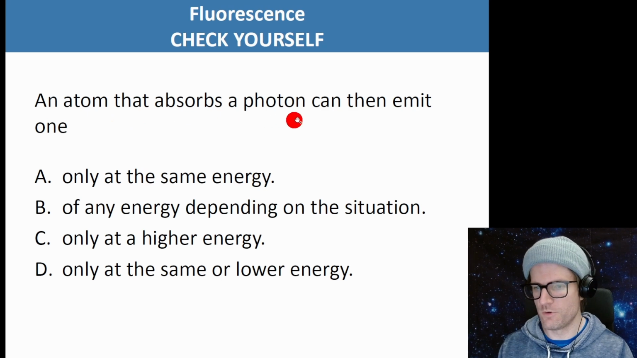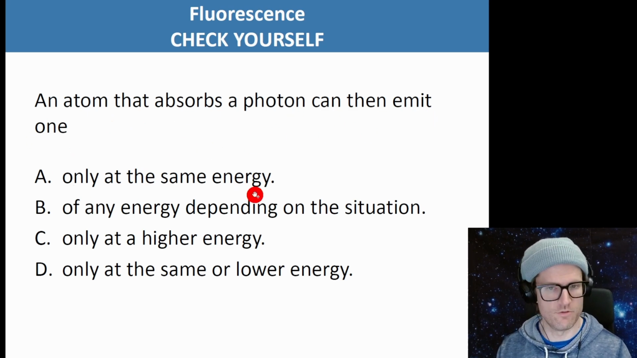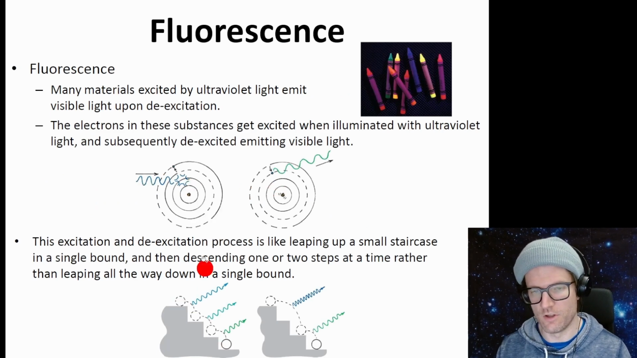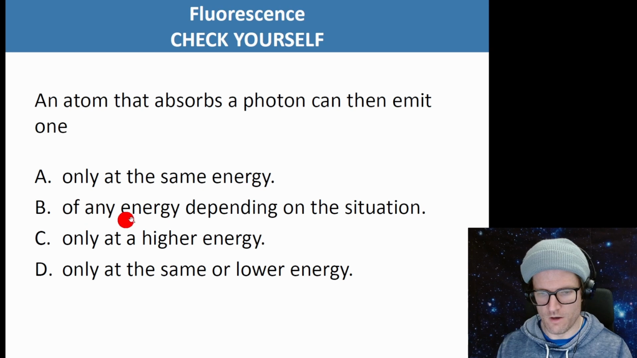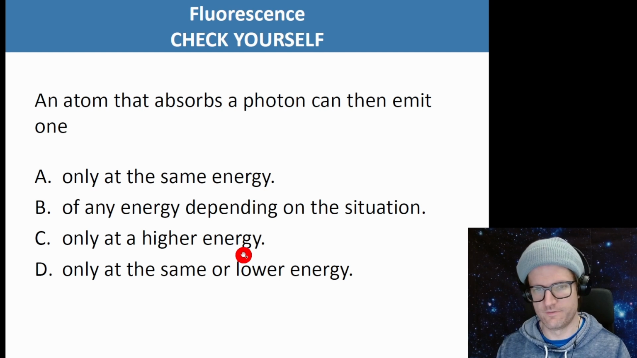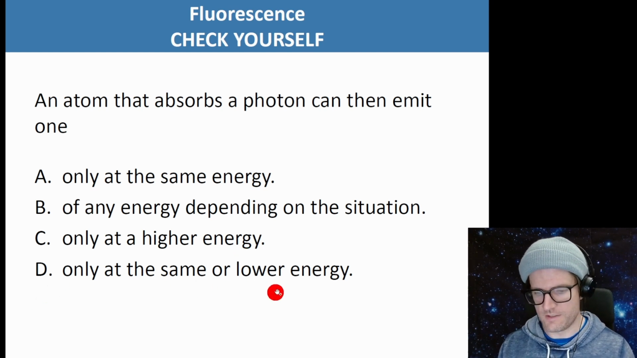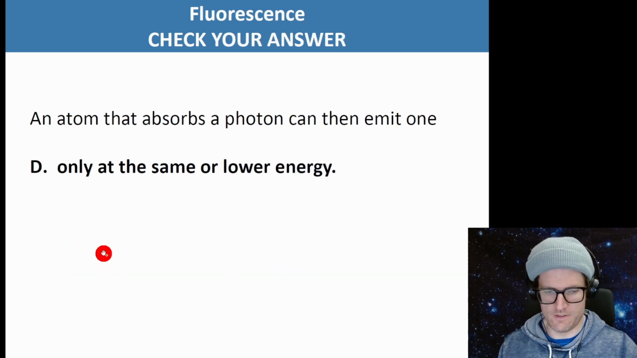An atom that absorbs a photon can then emit one only at the same energy. That's not true. We know it can emit one at the same energy, but it could do it at lower energies. Of any energy? Well, it's not any energy. Only at higher energy? Well, that's not right. You can't put in a little bit of energy and get a lot of energy out. Only at the same or lower energy. That sounds like the best answer, D.